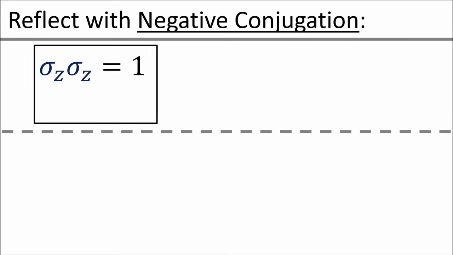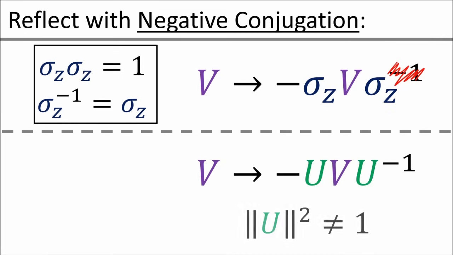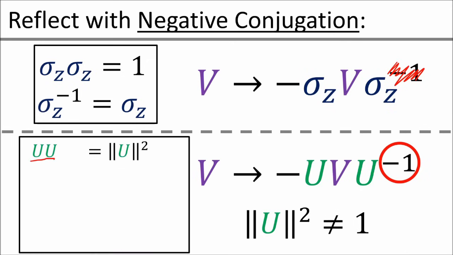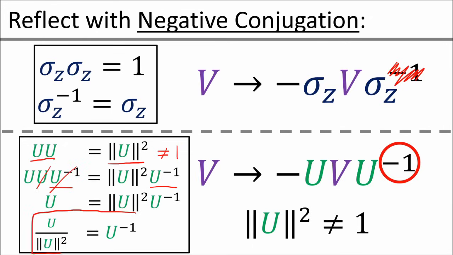Now, when we're doing reflection along a unit vector that squares to 1, such as sigma z, its inverse is not required in the conjugation formula. However, if we reflect along a vector u, which doesn't have unit length, we need to properly calculate the inverse. We know u times u equals the squared length of u. We can multiply on both sides by u inverse, cancel u and u inverse, and then divide by the squared length. So u inverse equals u divided by the squared length of u.